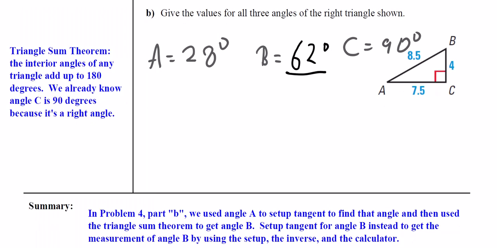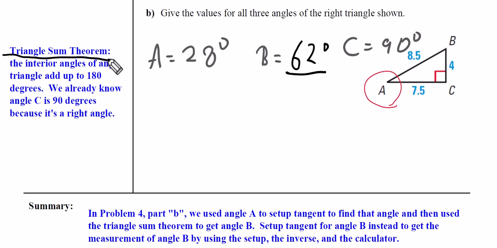So back to the summary. In problem 4, part B, we used angle A. We set up the tangent for that, and then we used the inverse tangent, and we got 28 degrees. And then we just finished up the problem by doing the triangle sum theorem. And if you're really confused, you've got to go back to last semester on the triangle sum theorem.